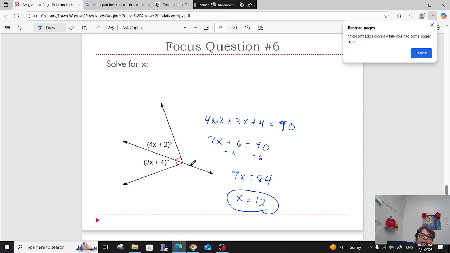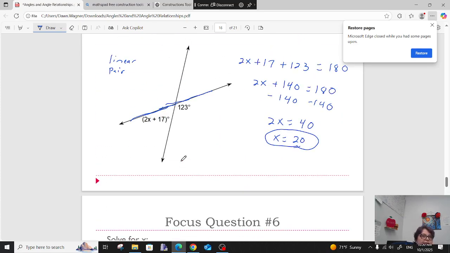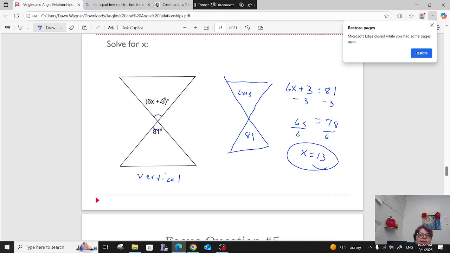So this one we set equal to 90 because of the box. This one we set equal to 180 because it made a straight line and they were adjacent. This one we set equal to each other because they were vertical angles. They were opposite of each other, right? They were across from each other. They were not adjacent. Okay.